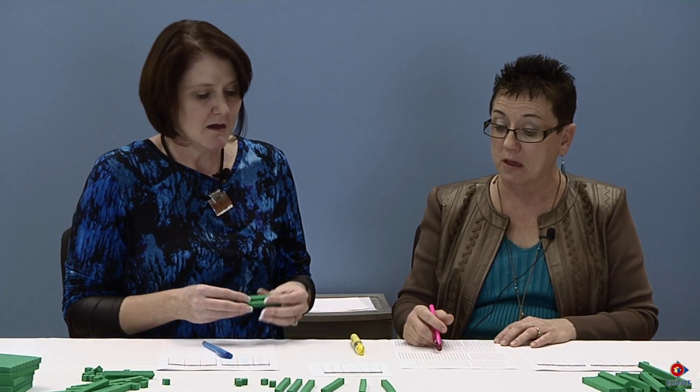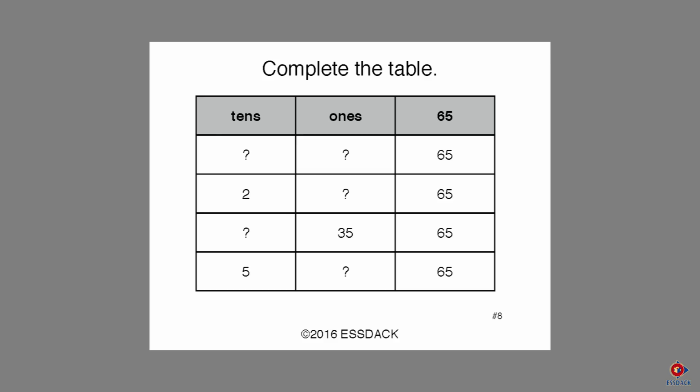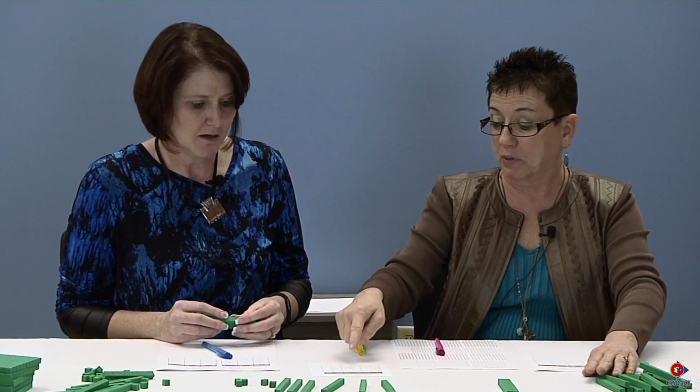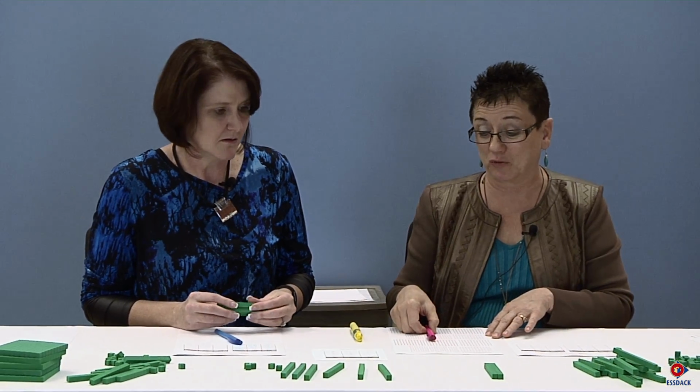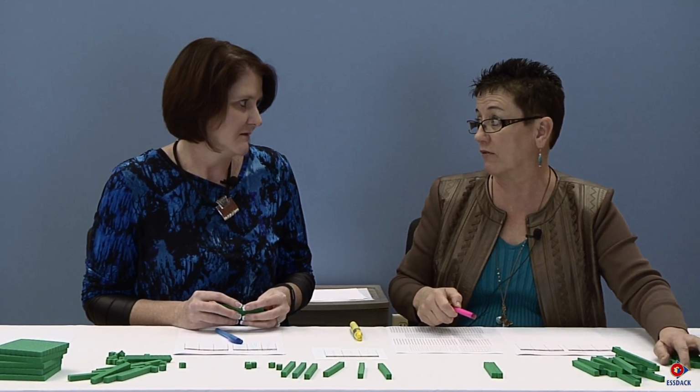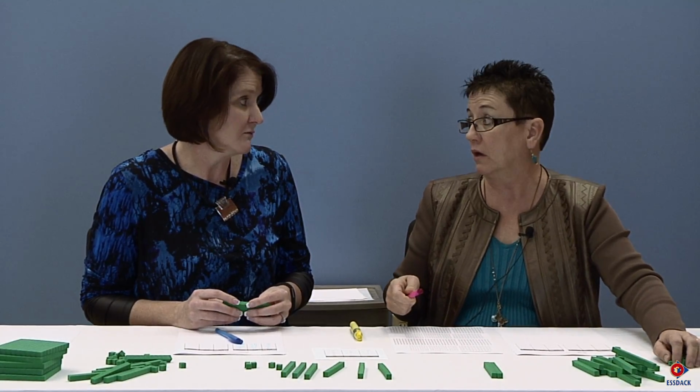Perfect. Oh, you're trying to trick me again. So this time we have 2 tens on the chart, but I still have to get to 65. And so guess what? I'm not going to count out 45 of these, but I could, if I needed to.